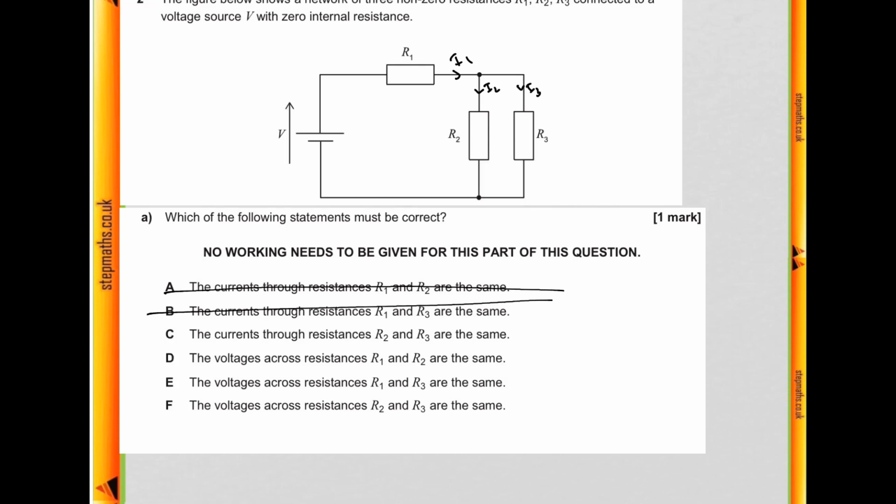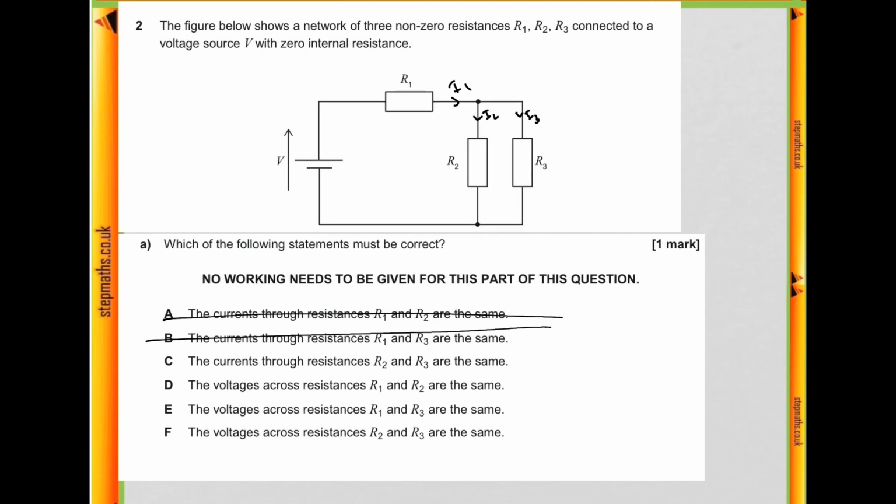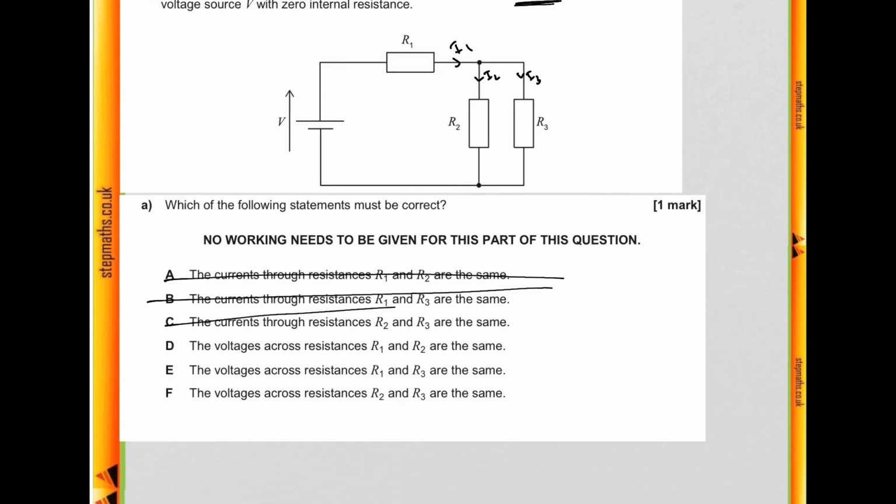The currents through resistance R2 and R3 are the same. This is also wrong, because the only way they would be the same is if R2 and R3 are the same, but they have different values, so this is wrong. How about the voltage across R1 and R2 are the same? This is also wrong, because voltage will be divided according to the values of the resistance of this bit and the resistance of this whole bit there.